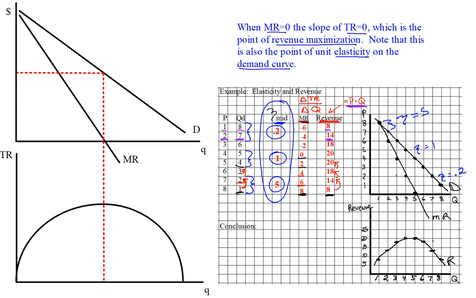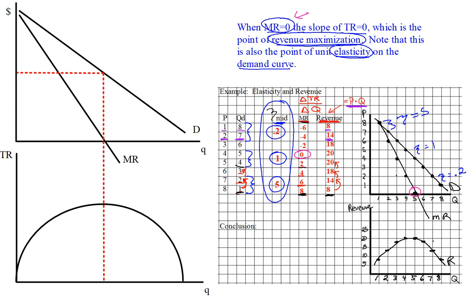Now, here's the connection that I want to make through all this. The connection is between revenue maximization, elasticity, and marginal revenue equals 0. There's going to be an important connection to be made between those three concepts. And here comes the important idea. So here's what we see. When the marginal revenue is equal to 0, where does that happen? That happens right here.